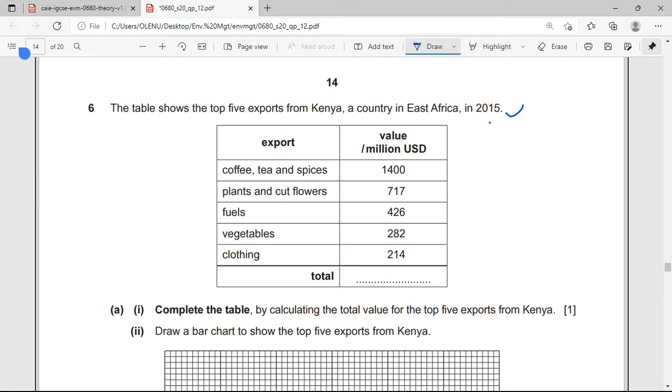1400 plus 717 plus 426 plus 282 plus 214 is equal to 3039. Simple. Complete the table, so gotten 1 mark.